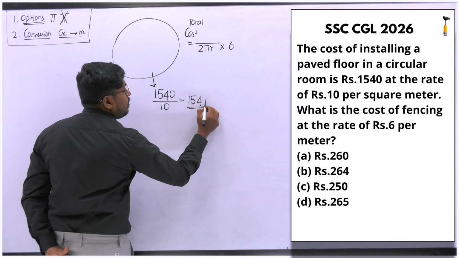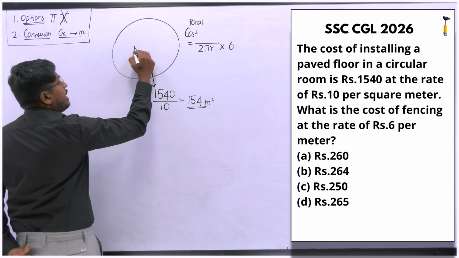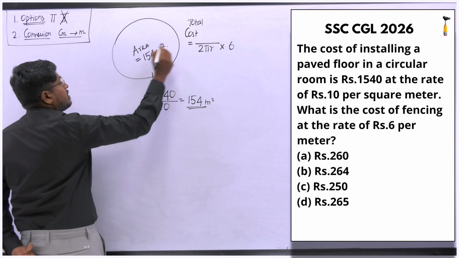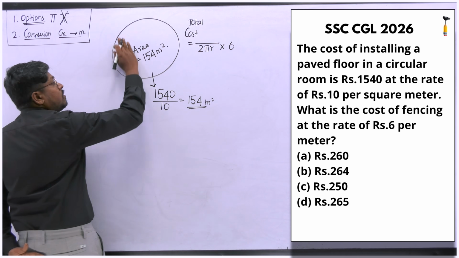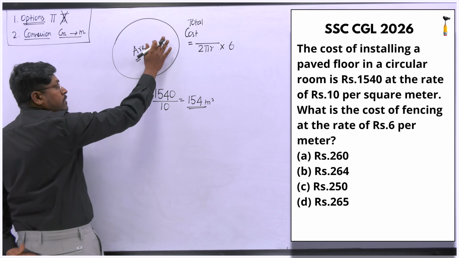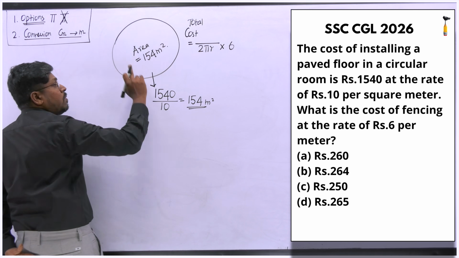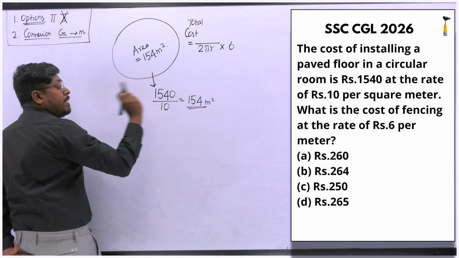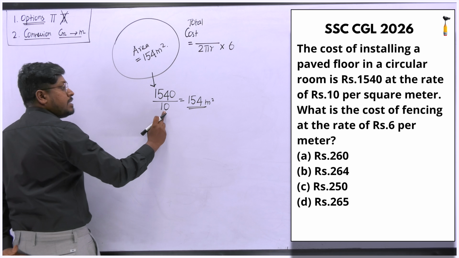So 154 meter square will be the area of the circle. So friends, understood or not? The total cost for this circular room for the tile pavement is 1540. And this charge is based on every square meter, for which they have charged 10 rupees.